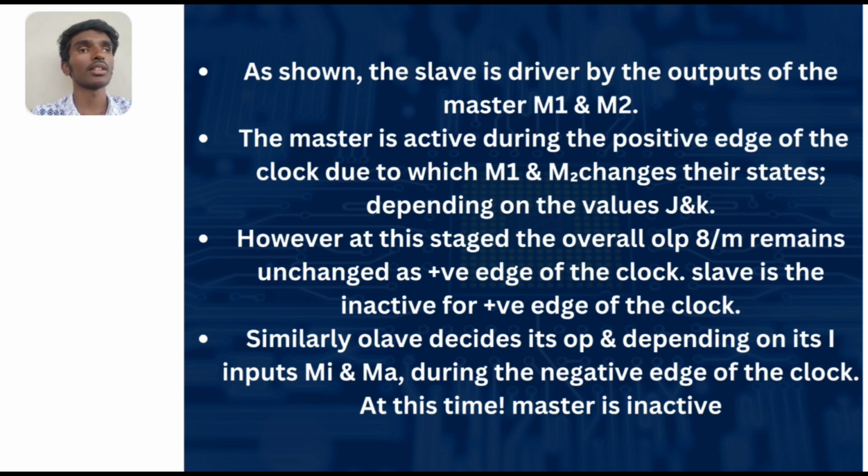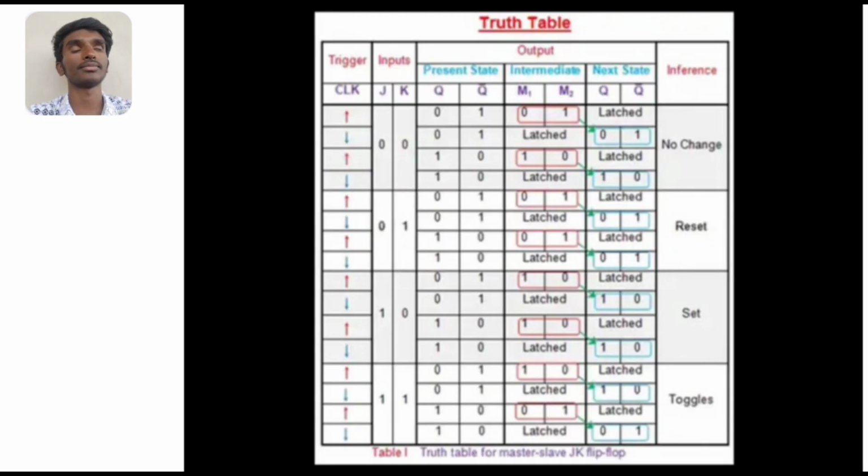Similarly, the slave decides its output depending upon its inputs M1 and M2, during the negative edge of the clock. This time, however, the master is inactive.